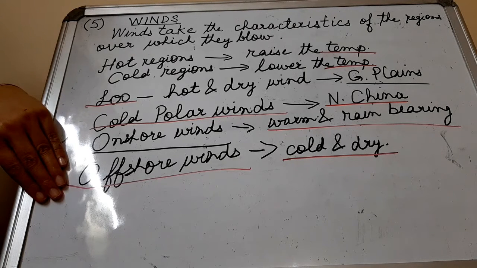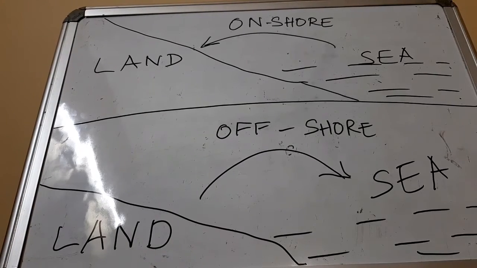Next category is offshore winds. Offshore winds blow from land to sea, off the shore. That means from shore to the sea, that means land to sea. So these winds, since they are blowing from land to sea, are dry. And generally they are cold and dry winds which blow during the winter season in India. Since they are dry, they do not give rain. So that's about winds. As you can see, the diagram above shows onshore winds and the diagram below shows offshore winds.